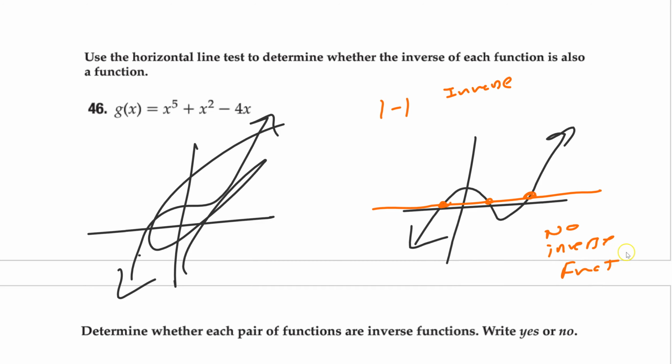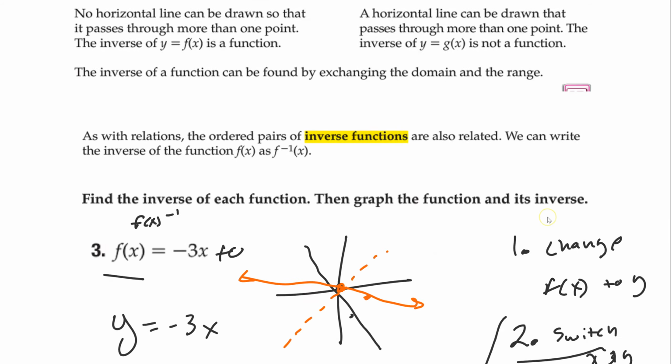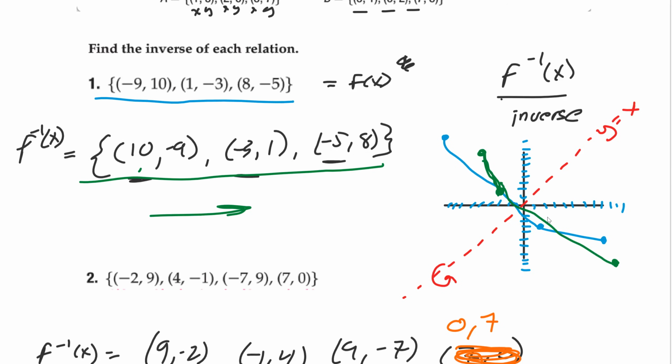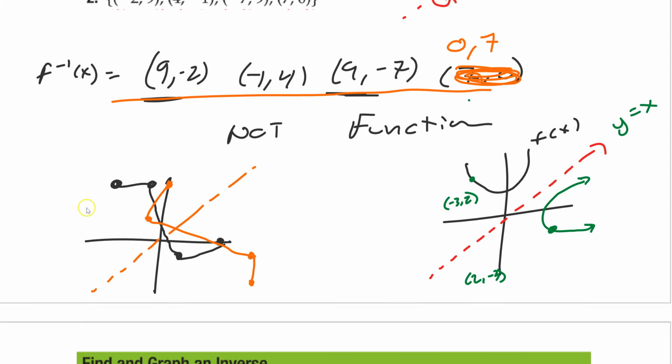That's all that's about. If you look at some of the ones we did up there, let's go back to the very start. That blue line would pass the horizontal line test, and its inverse is a function. Look at this one. The black line would not pass the horizontal line test. Right here it fails. If I draw a horizontal line, it fails. And if you notice, the orange line is not a function.